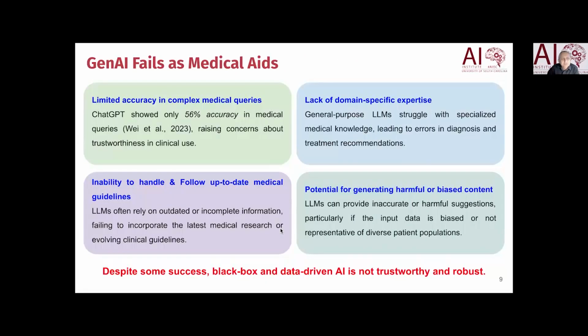There are a number of reasons why generative AI is failing in medical aids. I listed some of them: limited accuracy. ChatGPT showed only 56% accuracy in medical queries last year. And this will keep on improving, but it's not done in a fundamental way. So if you throw some more knowledge at it and still have retrieval that does not understand the knowledge, and just uses it as text, it doesn't do the job.